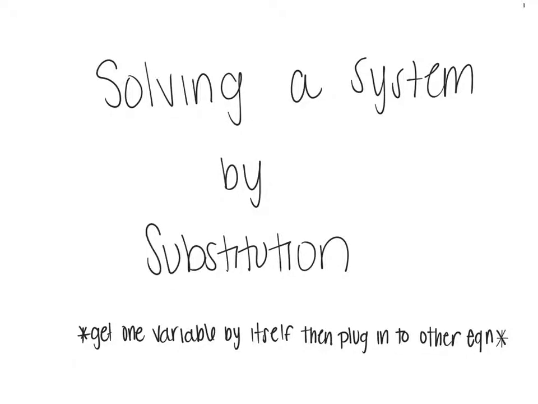In this lesson, we're going to be solving systems by substitution. If you remember, last time we were solving systems by graphing, and the solution was the point of intersection. So we're still going to be finding a point of intersection. We just won't be given lines. We're going to solve that algebraically. The key to this is to get one variable by itself and then plug it into the other equation. So you're going to solve for one variable and then substitute into the other one.